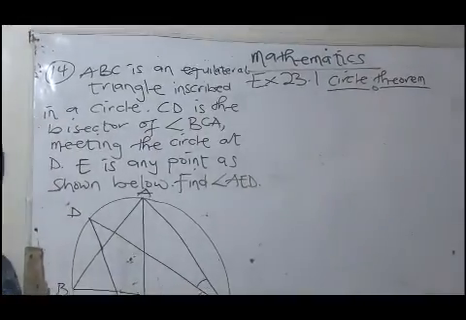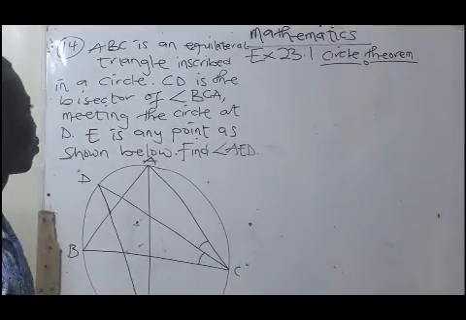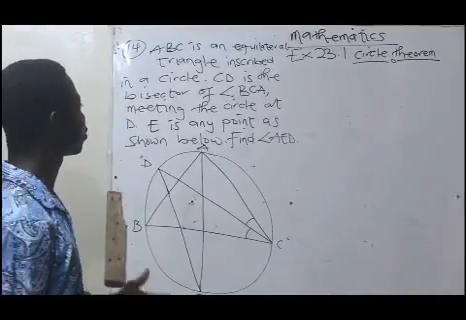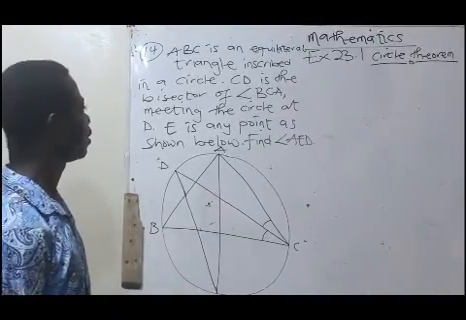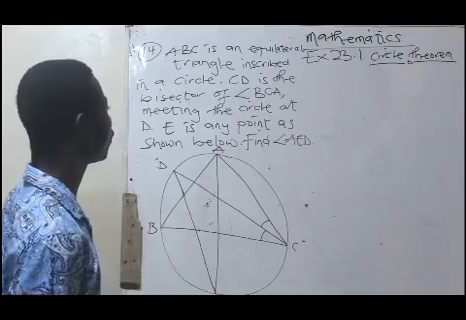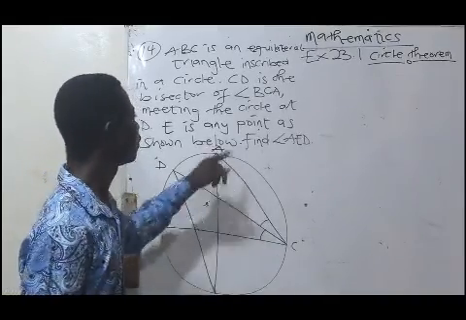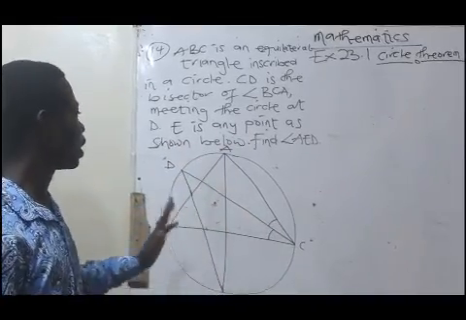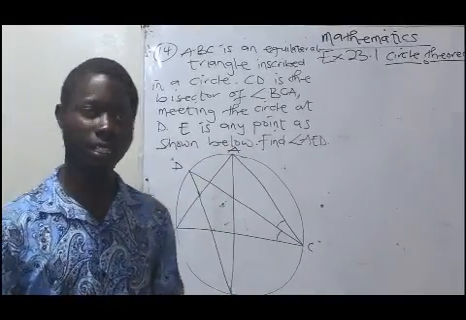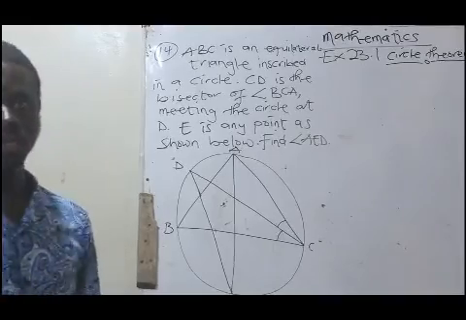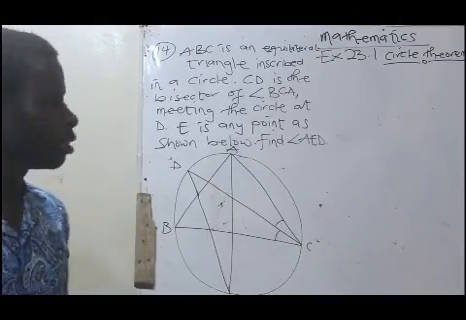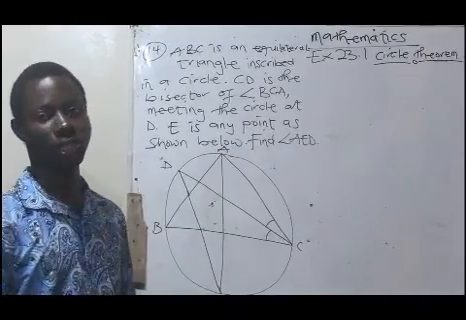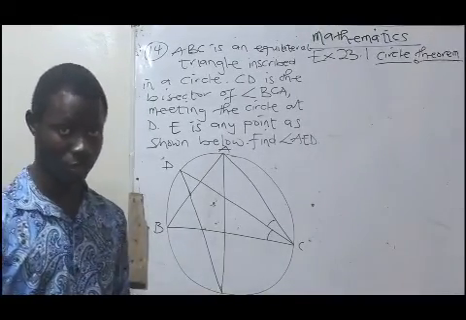So we are on question 14, and question 14 says that ABC is an equilateral triangle inscribed in a circle. CD is a bisector of angle BCA, meeting the circle at D. E is any point as shown below. Find angle AED. This question is very easy. To get a better understanding of this question, you have to know what an equilateral triangle is, the properties of the equilateral triangle.